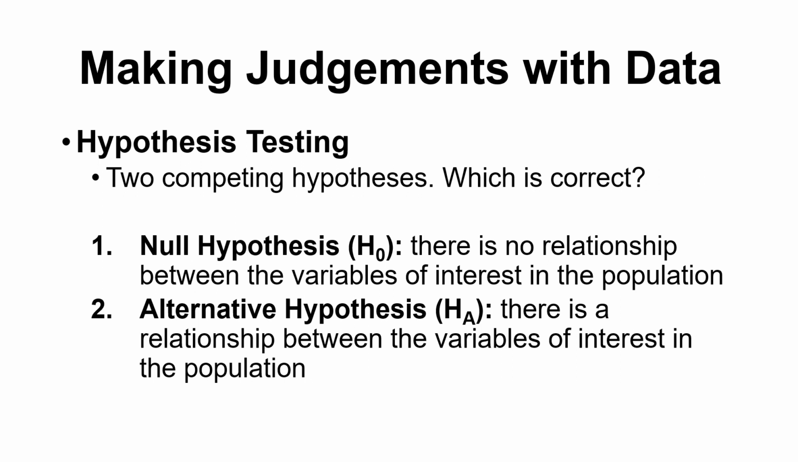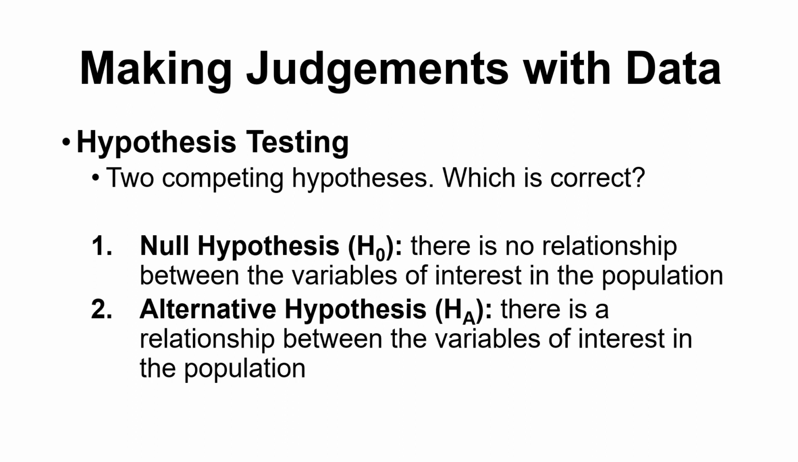Our alternative is that there is actually a relationship between the variables of interest within our population. This is saying that it would be very unlikely for the observations that we got, the means of our two groups, to occur due to chance.